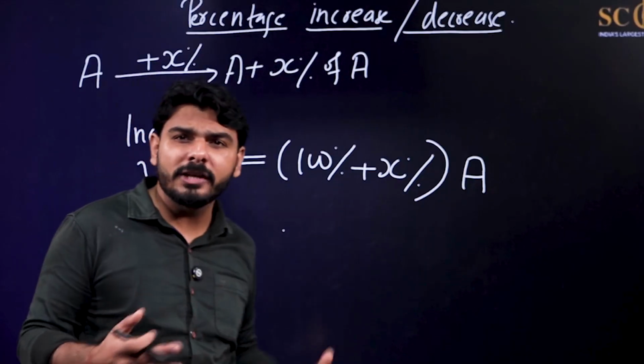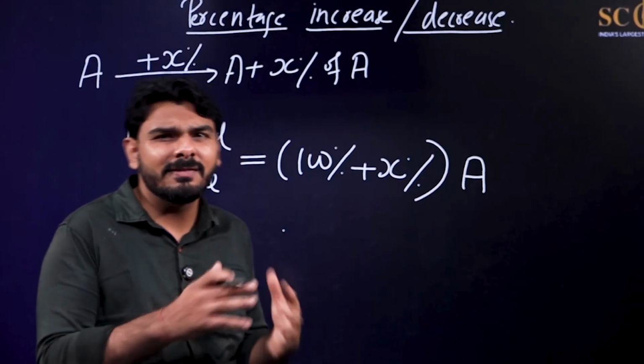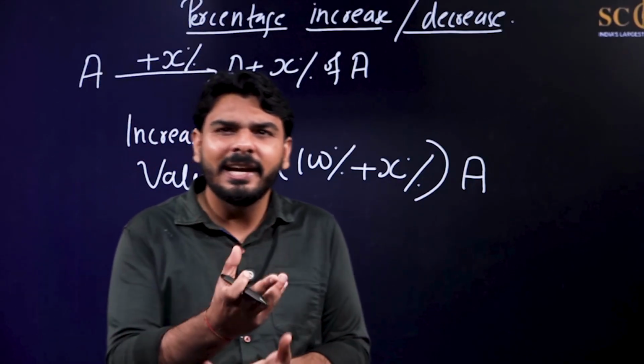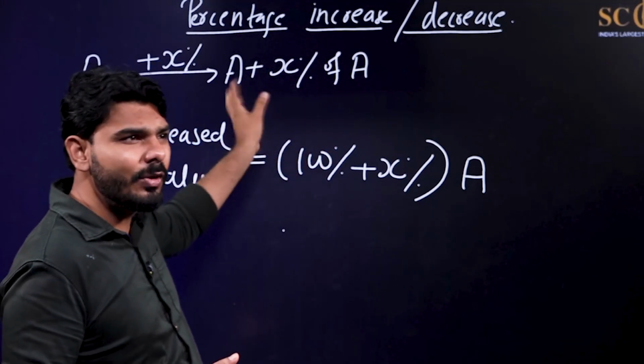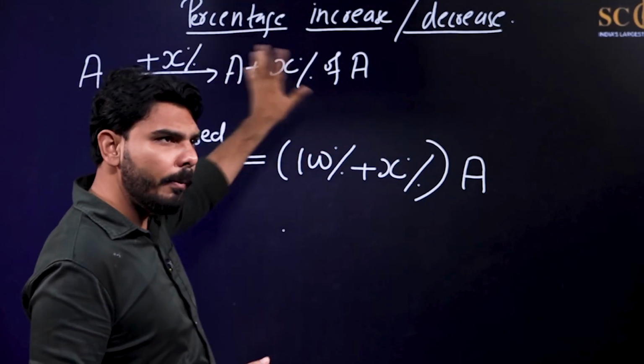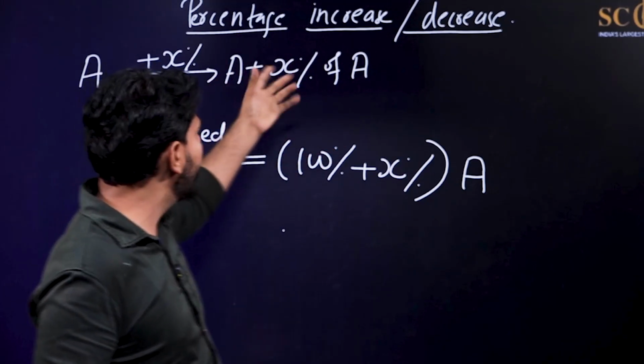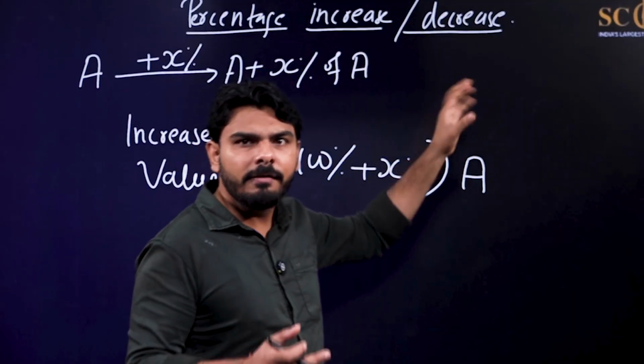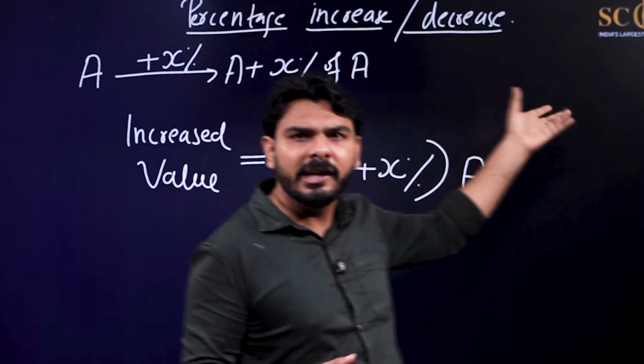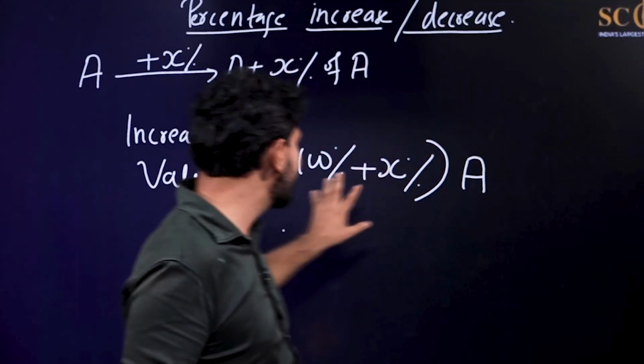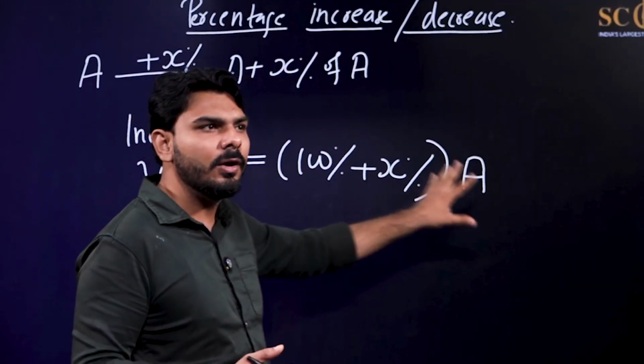Or if you want me to explain, then I can explain, but I think this is a very easy part. This is a very childish part. You can just do it yourself also. You can take A common, okay, then you will get 1 plus X percent in the bracket. If you solve 1 plus X percent, you will get 100 plus X percent. This is 100% plus X percent of A.